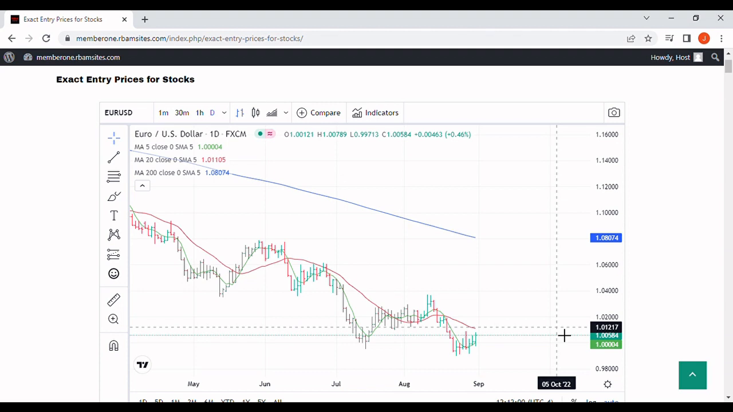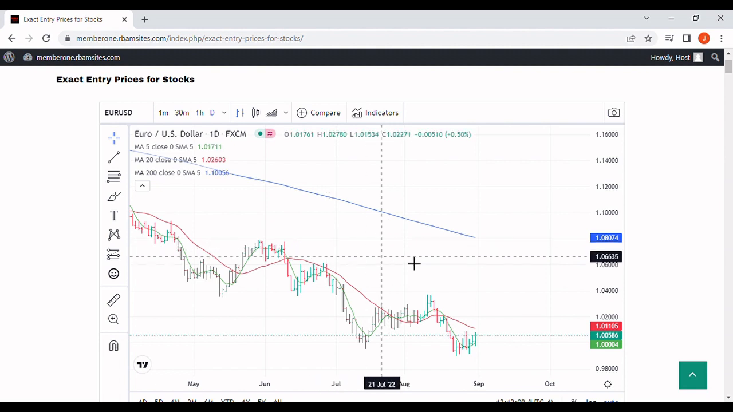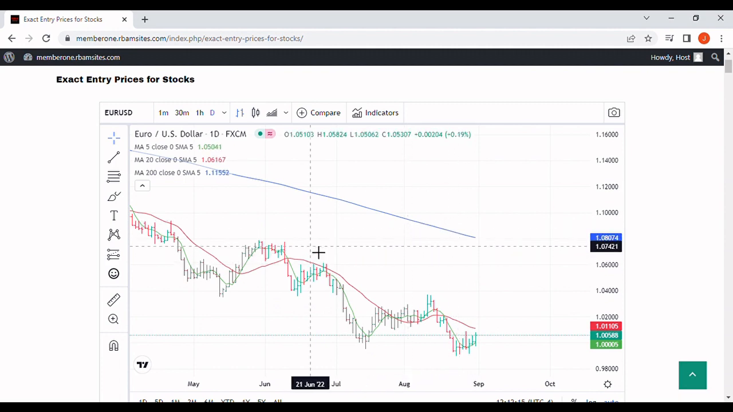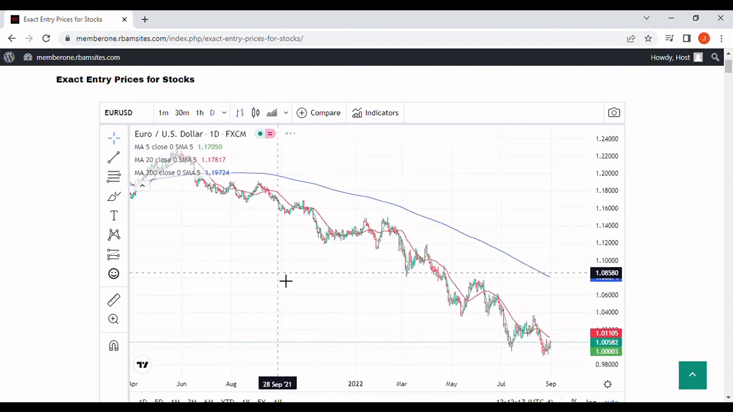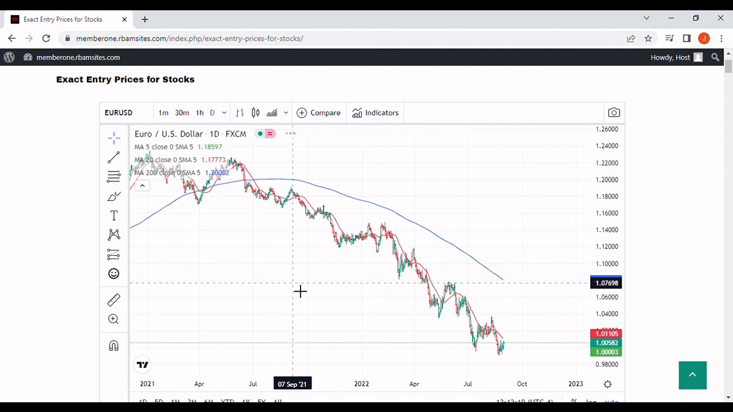We're going to do a quick video on EUR USD, EUR USD Analysis Today. We've got a daily chart of the euro versus the dollar here in front of us with three moving averages. The green's a 5, the red's a 20, and the blue is a 200-day moving average. Let's just go back over here and take a look at the euro.